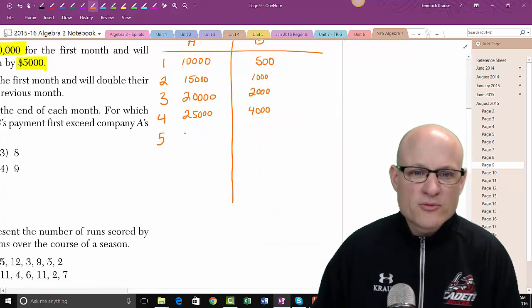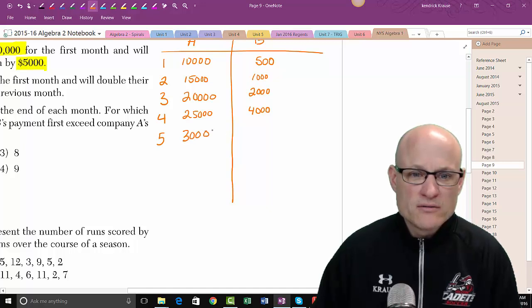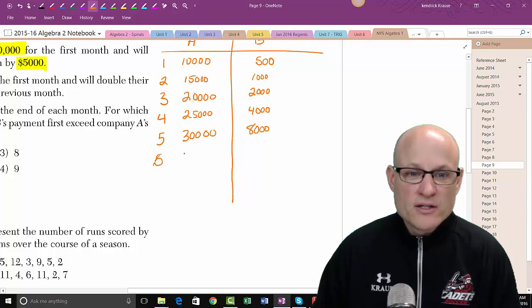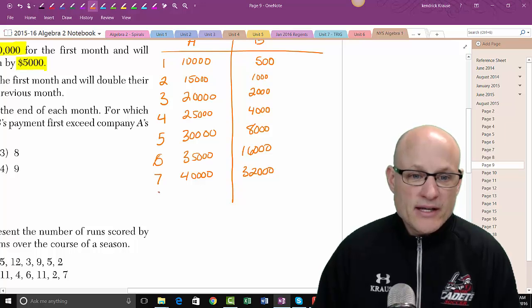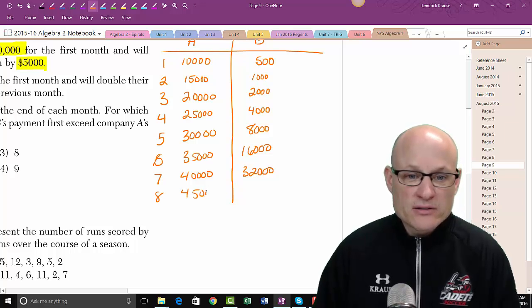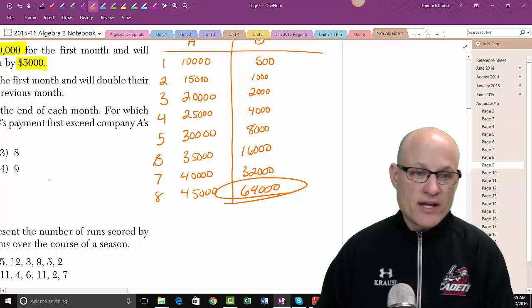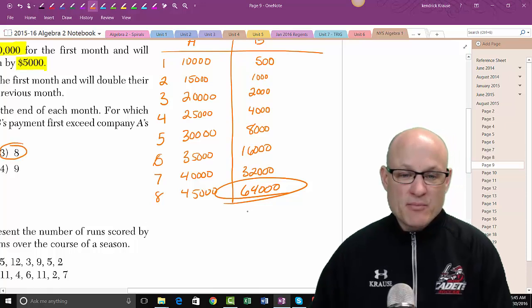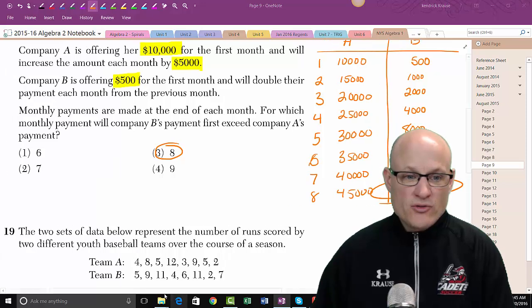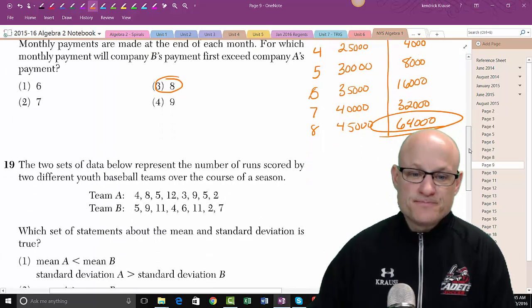All right. This one's going to go to $30,000. And this one's going to $8,000. We're not there yet. 5, we're getting 6. This is $35,000, and this is $16,000. Uh-oh, we're getting closer. 7, this is $40,000. And this is $32,000. 8, this is $45,000, and we just got your butt whooped by an exponential function. There it is, $64,000, 8 months. It would take 8 months for it to catch up. So there it is, kids. The answer is 8. I hope. Yep.